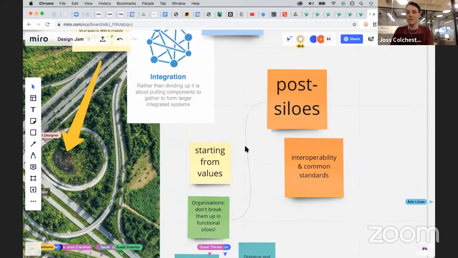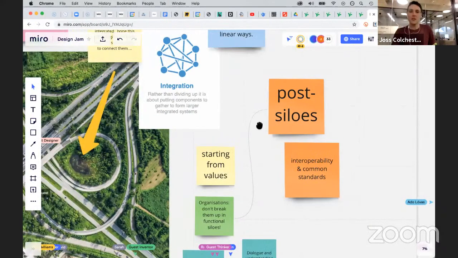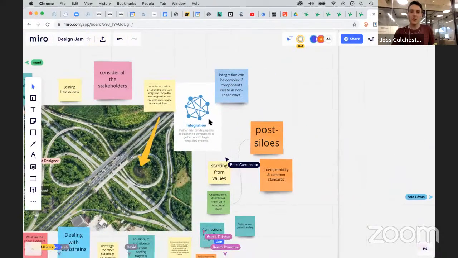Sorry, go on, Sarah. I would say it might be serving just a small portion of the values of the people in the area. Okay, cool. I mean, that'd be a very different way to approach things, I think, for sure.